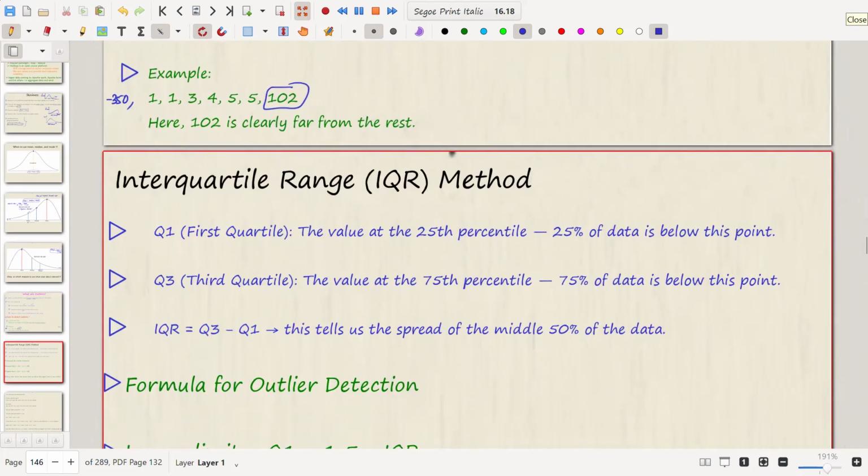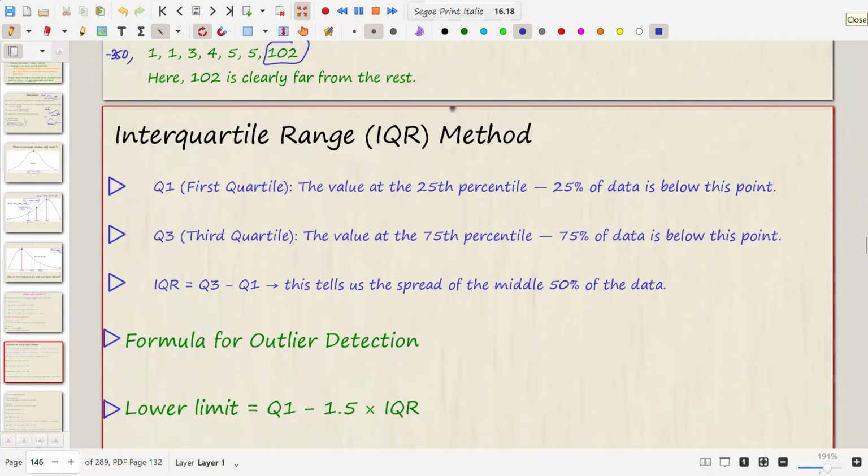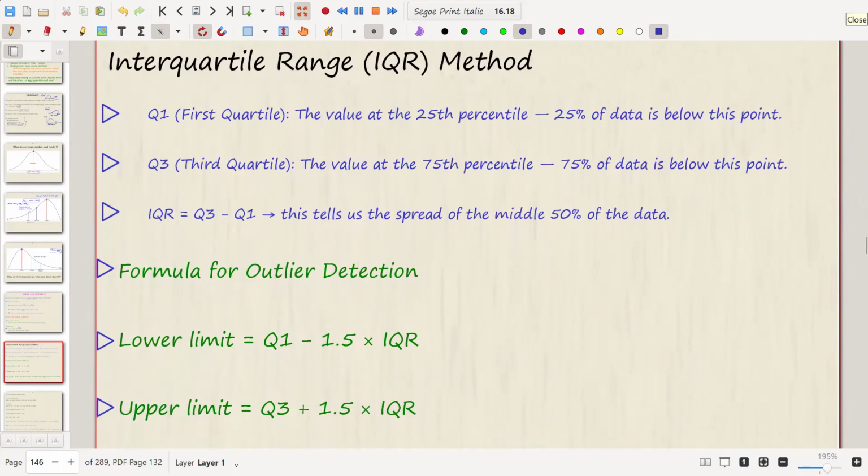Now to detect outliers, there are two different statistical measures, that is interquartile range and z-score. These two things we'll be seeing today. Now what is the interquartile range? In the interquartile range method, the first quartile, Q1, is the value at the 25th percentile.